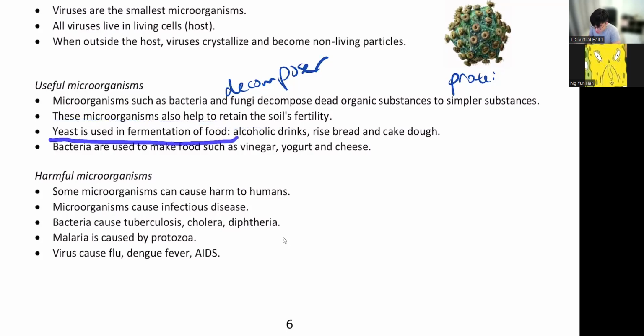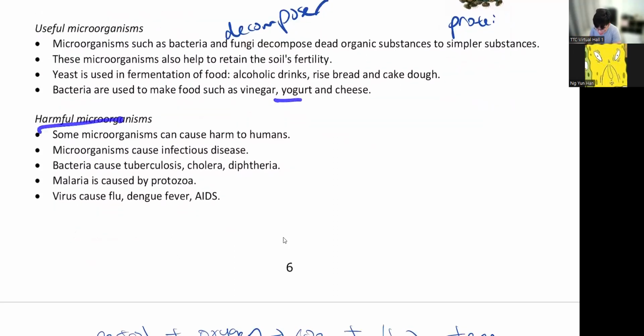Yeast is used in fermentation of food. Like I said, alcohol and bread and cake. They use yeast. Does your mom bake? If she bakes, I'm sure she uses yeast. Even roti canai, you need yeast. Without yeast, roti canai cannot rise. Your roti canai wouldn't taste that nice. Right? And then bacteria are used to make food such as vinegar, yogurt, and cheese. Cheese is made using the thing called lactobacillus. Lactobacillus is a special type of bacteria that makes cheese. Same goes to yogurt.